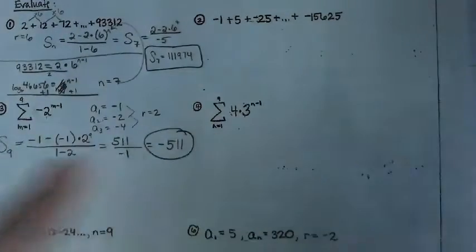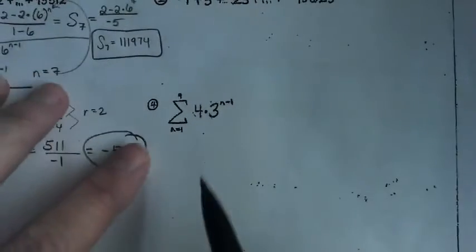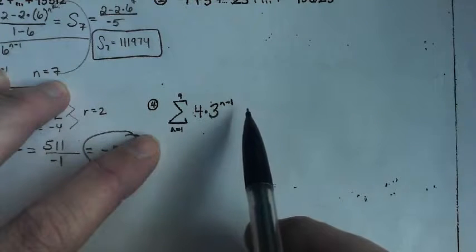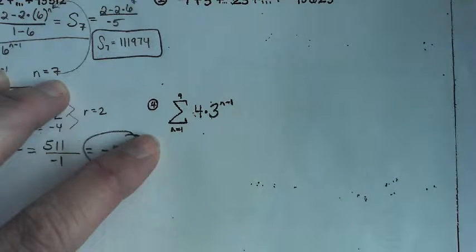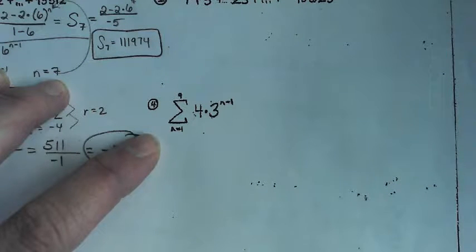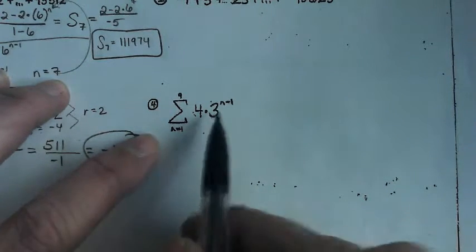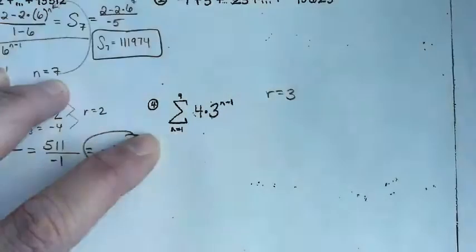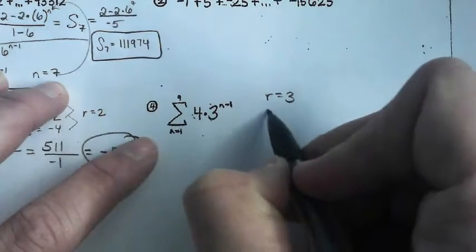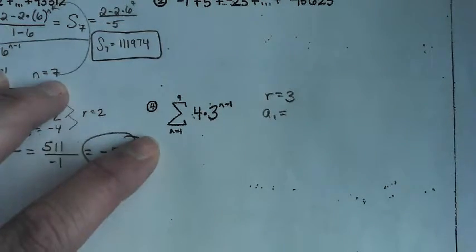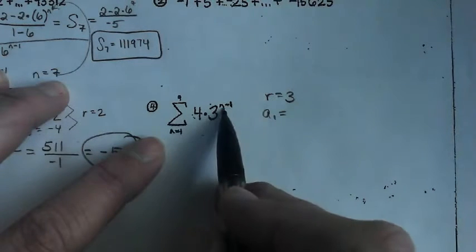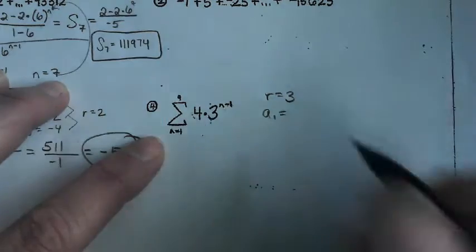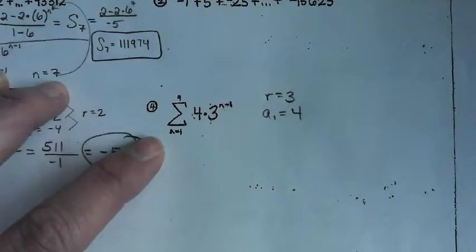If we jump to this next one, number 1, I know it's geometric because that's exponential, right? What's the common ratio going to be? What's the base of the exponent? 3. 3 is the base of the exponent. So r is 3. A sub 1 is what? If I plug in 1, 1 minus 1 is 0. What's 3 to the 0 power? 1 times the 4 that's out in front gives you 4. What's n going to be?